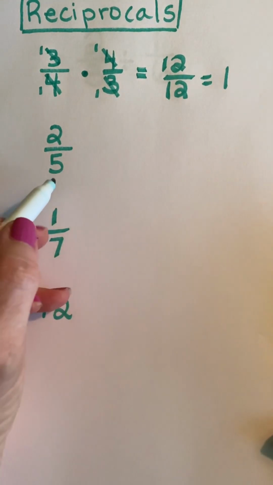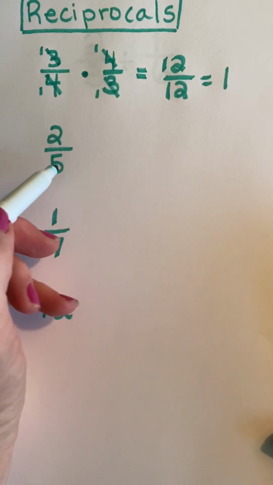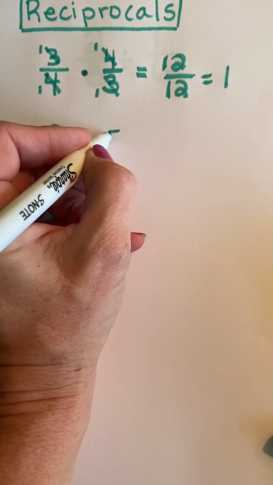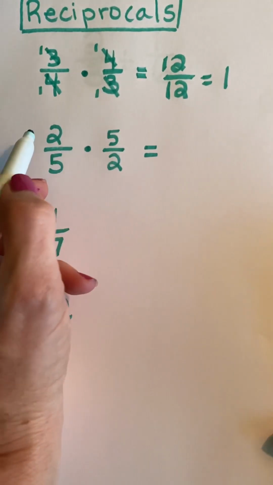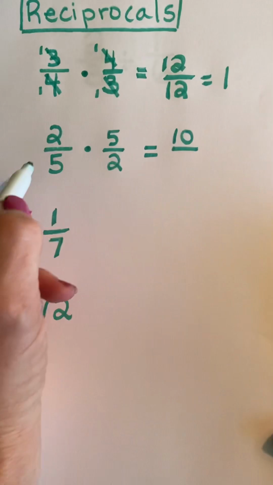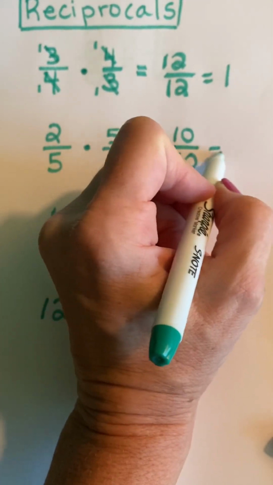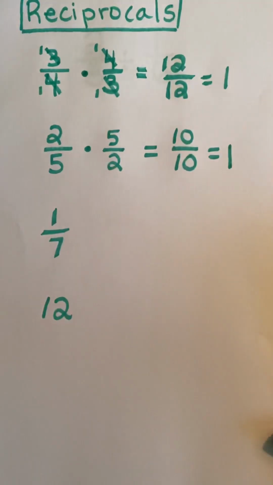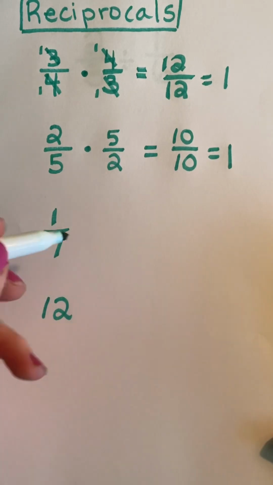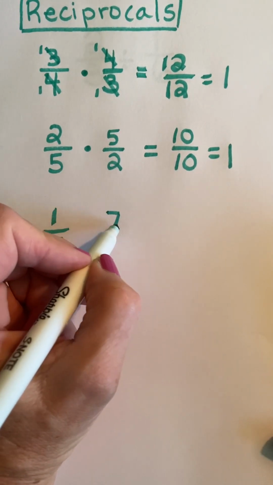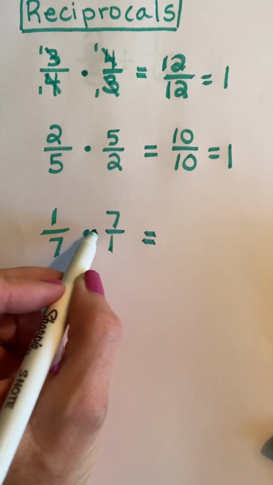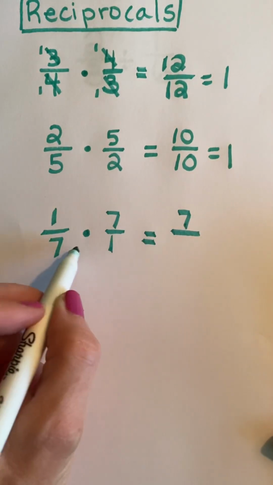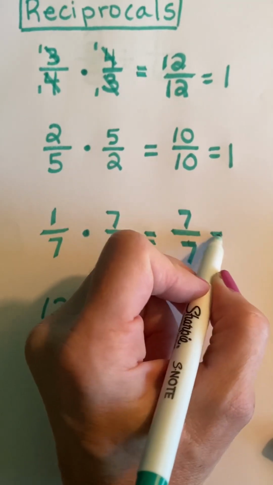Okay, let's look at the next one, 2/5. Think about what the reciprocal of 2/5 is. Well, the reciprocal would be 5/2. What happens when we multiply them? 2 times 5, 10. 5 times 2, 10. And 10 divided by 10, 1. Interesting. How about 1/7? Well, the reciprocal of 1/7 would simply be 7/1. We multiply. 1 times 7, 7. 7 times 1, 7. Divide.